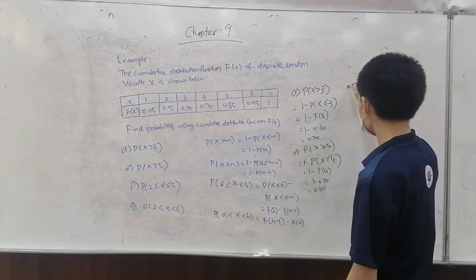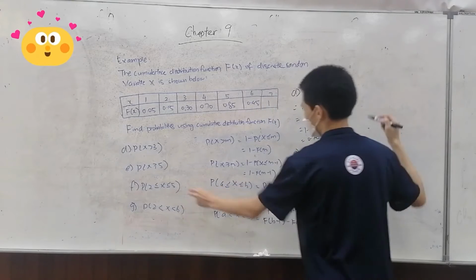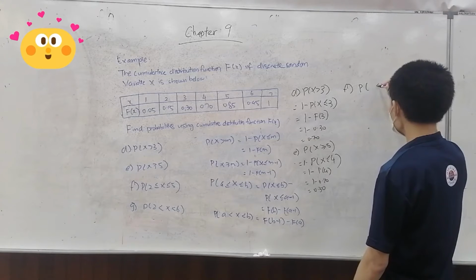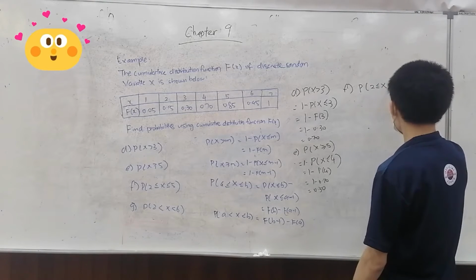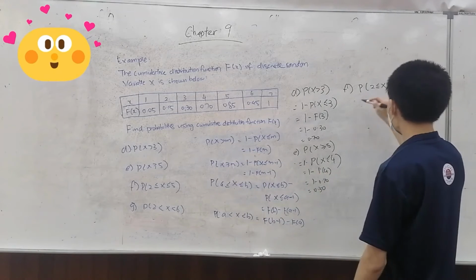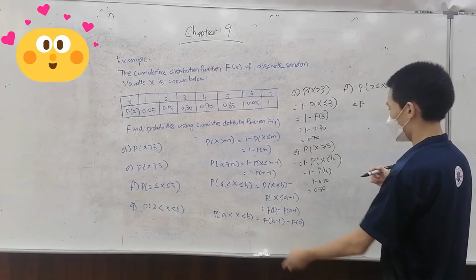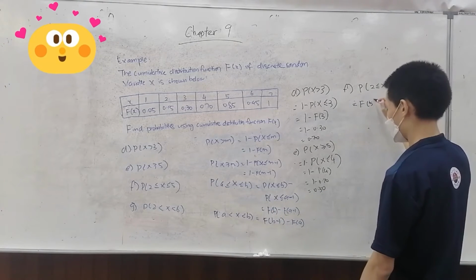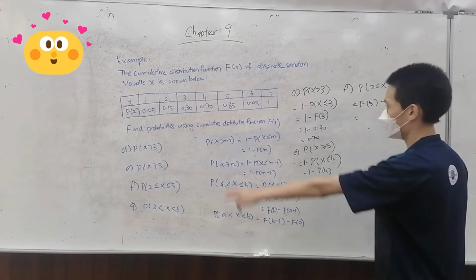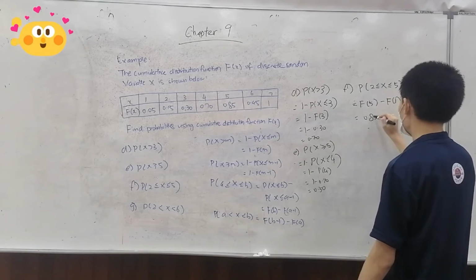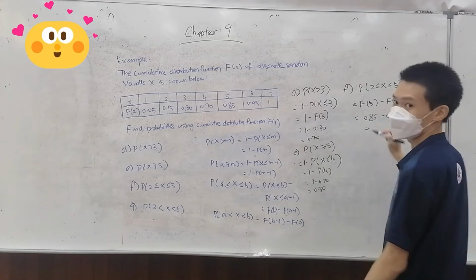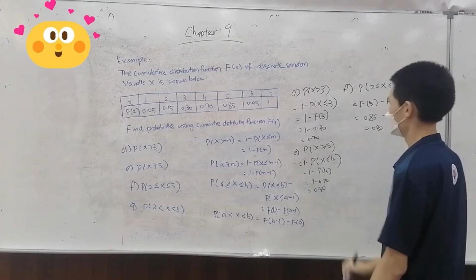Okay? And the next one is F. He asks you for a probability with two intervals: X greater or equal to 2 and less or equal to 5. So we use the third formula: the cumulative function of b, where b is 5, minus F(2 − 1), which is F(1). So F(5) is 0.85 and F(1) is 0.05. So we get the probability 0.80.